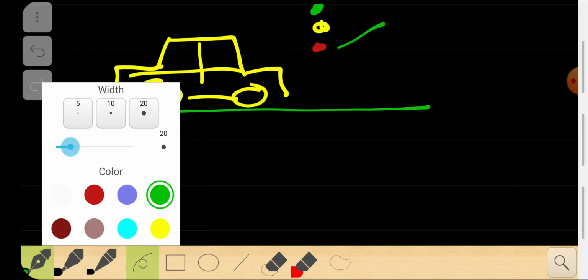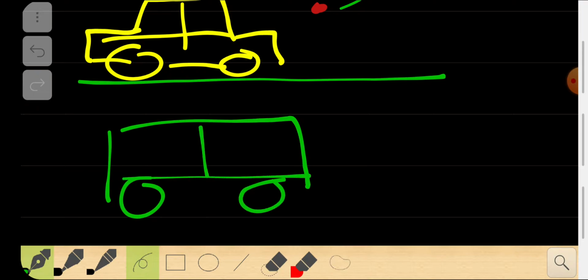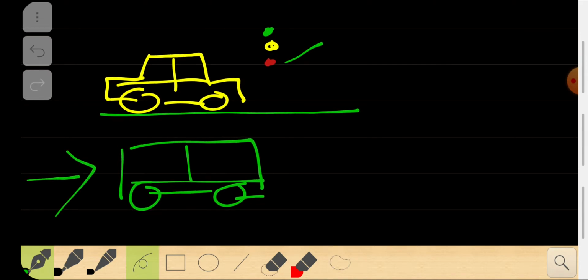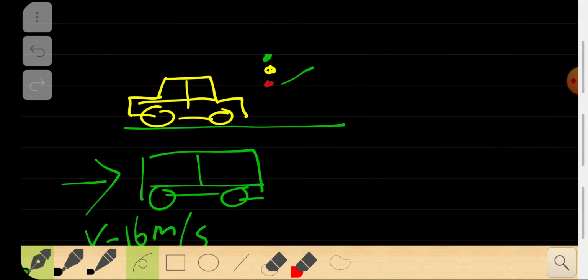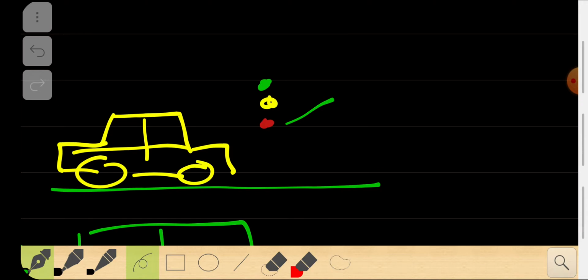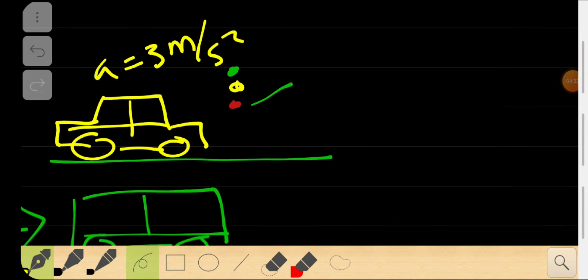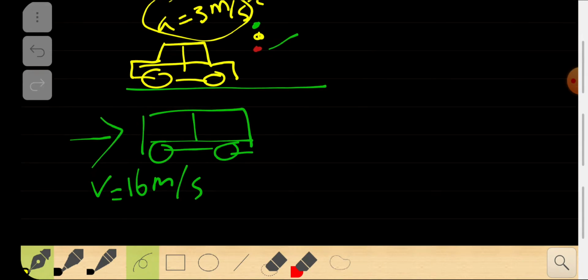Now there is another thing, which is a bus. It is a simple bus, coming from this direction with a velocity of 16 meters per second, and the car is at rest. The car has an acceleration of 3 meters per second squared. That's the acceleration that the car can have, and this is the velocity of the bus.